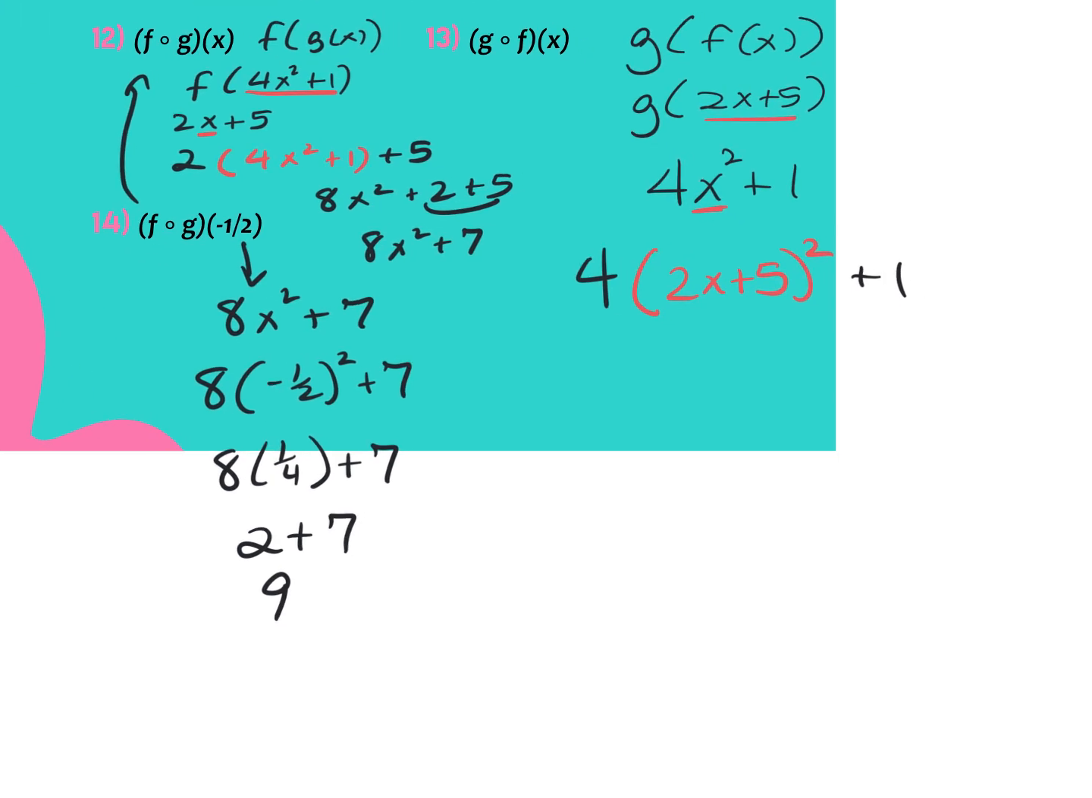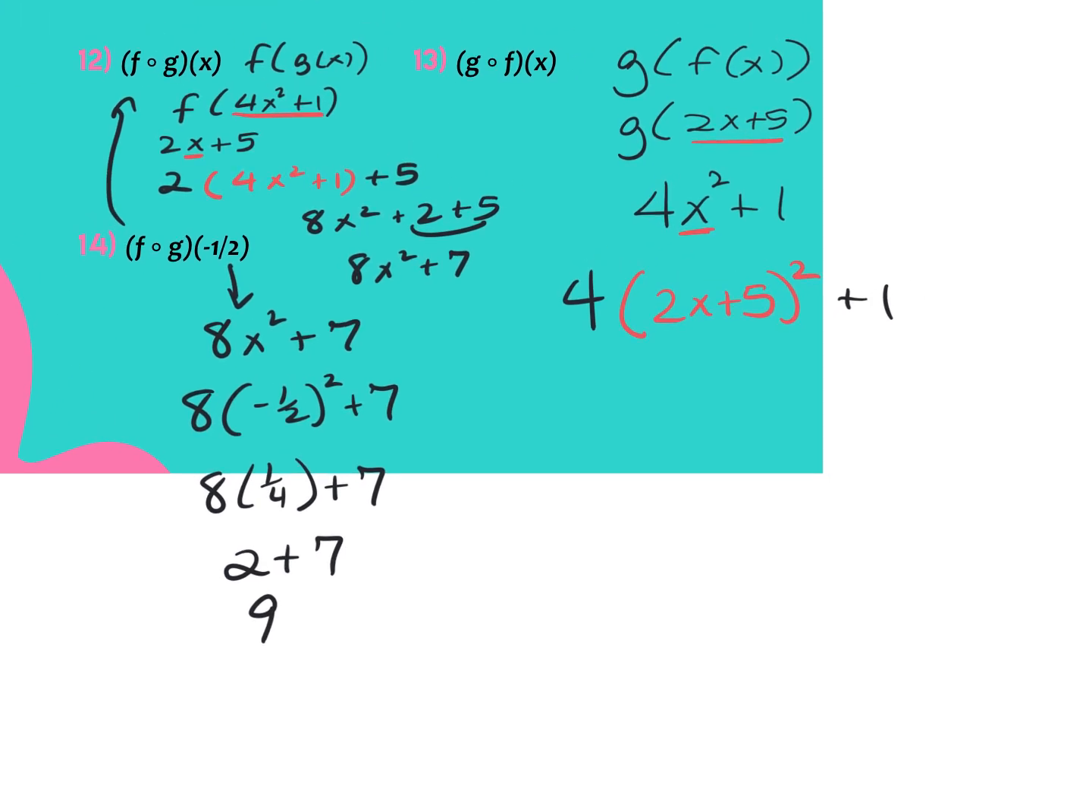So I need to follow PEMDAS. So I need to FOIL 2X plus 5. Once I do that, you end up with 4X squared plus 20X plus 25, and then the plus 1. I have to distribute the 4.